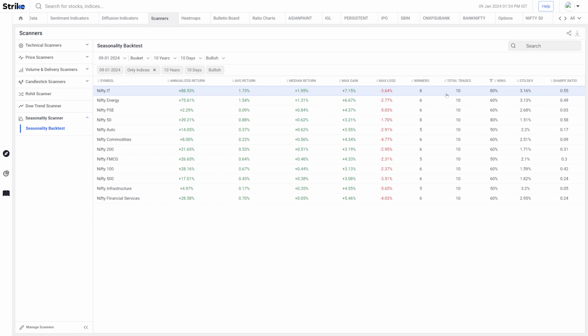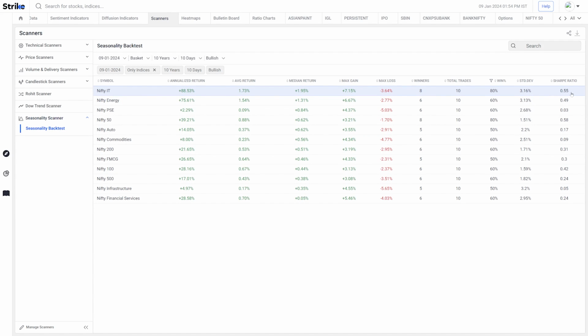So it was positive for 8 out of the 10 years for this particular date, which means your win percentage is 80, that is 8 divided by 10. Now standard deviation is how much the returns are deviating from the average return. If standard deviation is very high, it represents volatility and risk. And if standard deviation is low, which means the returns are not really deviating a lot from the average, it means there is less risk.